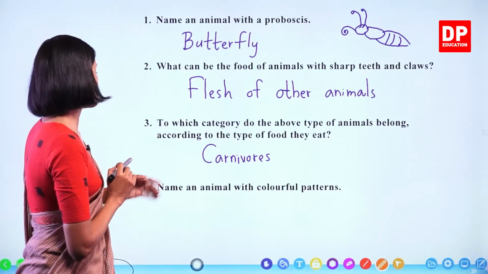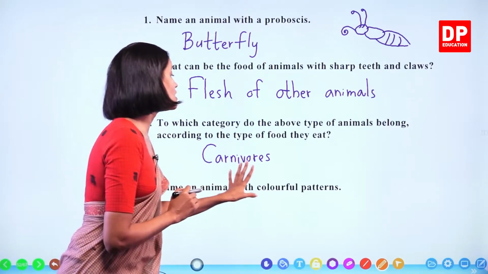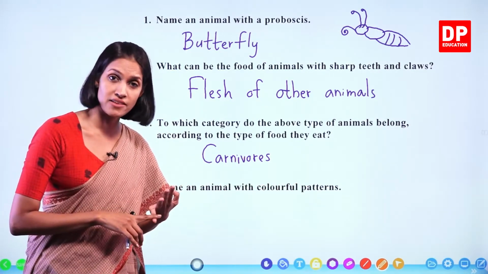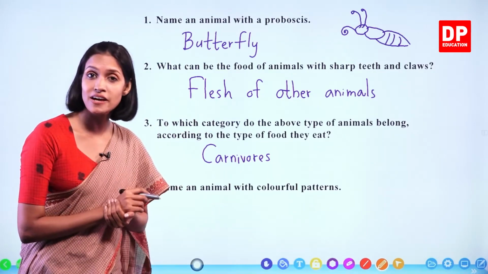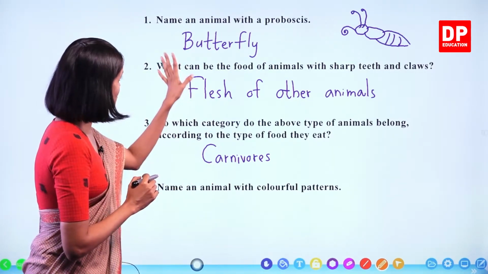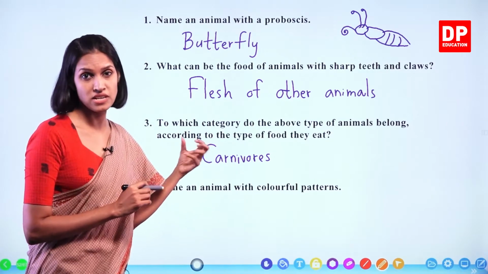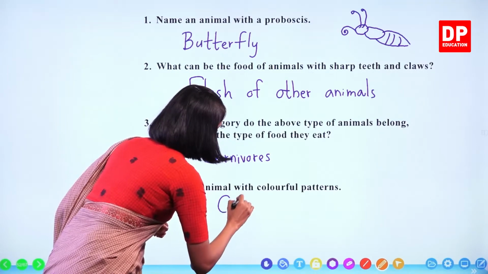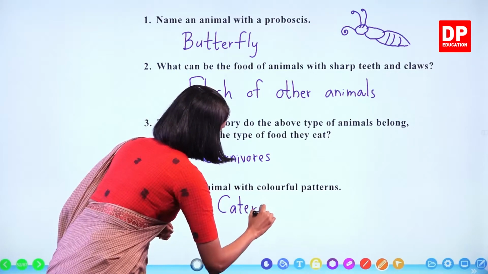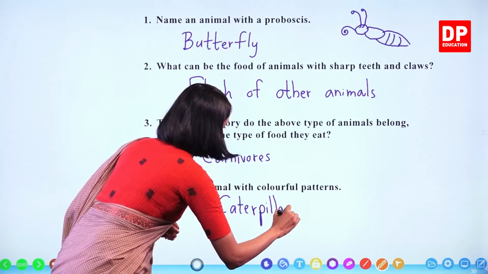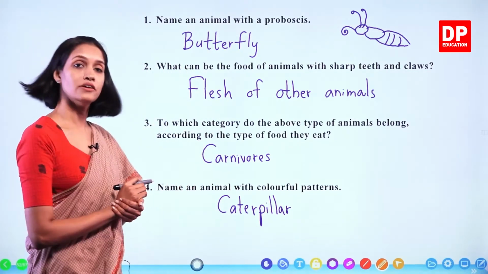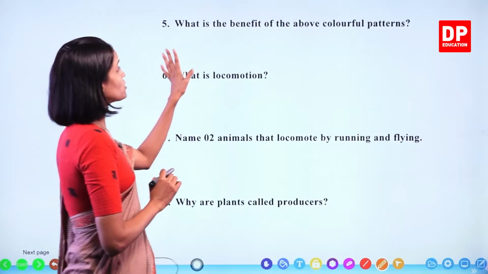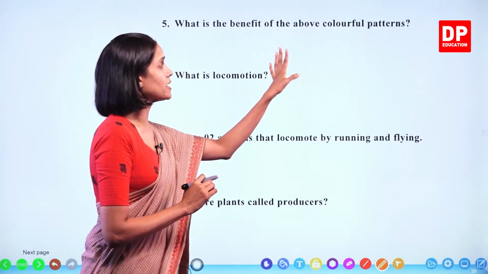Right. Number 4. Name an animal with colorful patterns. You all know there are different animals. Butterflies are there. Caterpillars are there, right? So because we wrote butterfly here, now caterpillar is one stage of the butterfly, but we'll write here caterpillar.